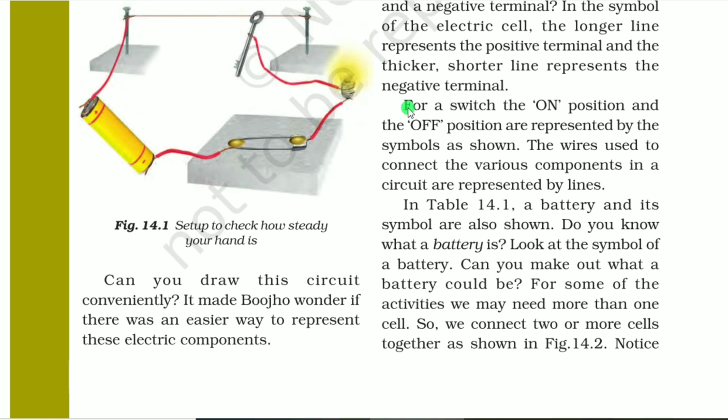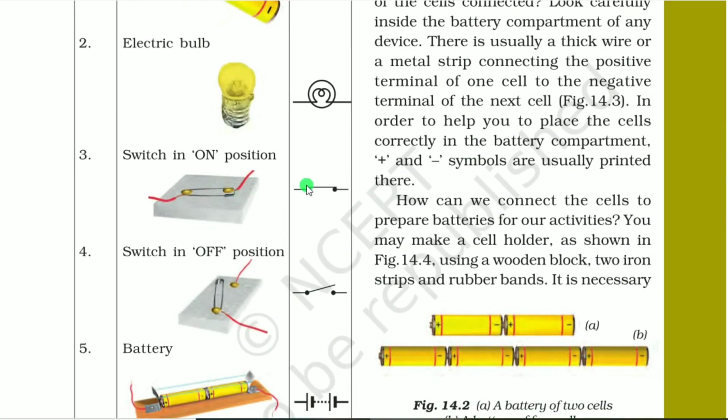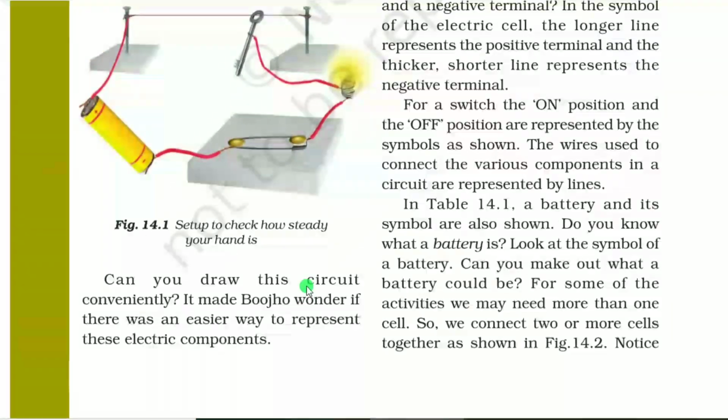Okay, this stanza you can see for a switch. The on position and the off position are represented by the symbols as shown. You can see this is the switch in on position because these two terminals are connected. This wire and that wire are connected by a conductor. So it is on. And here you can see this terminal and this terminal are not connected. The safety pin has been displaced from this position. So it is actually the off position of the switch. So I think you have understood.